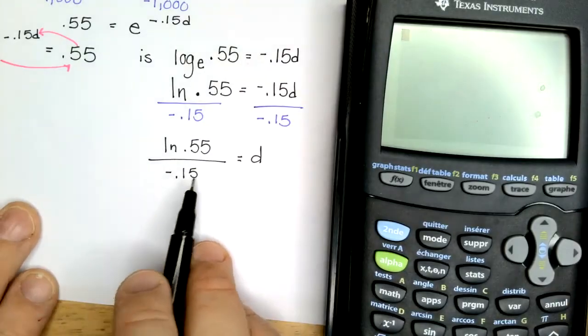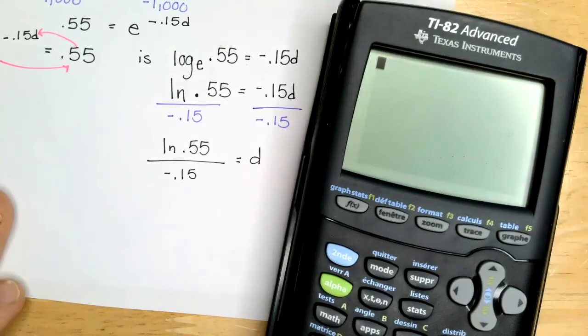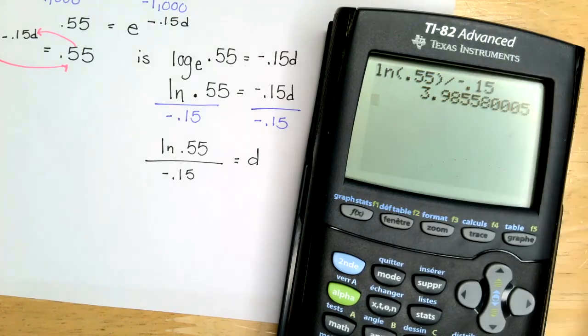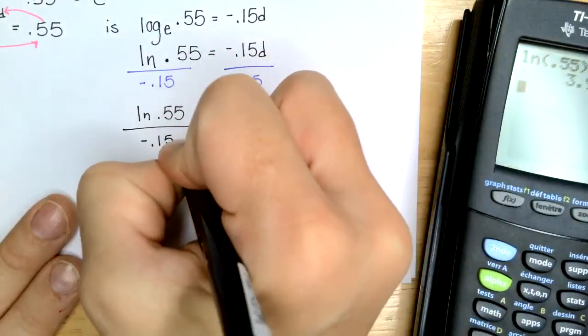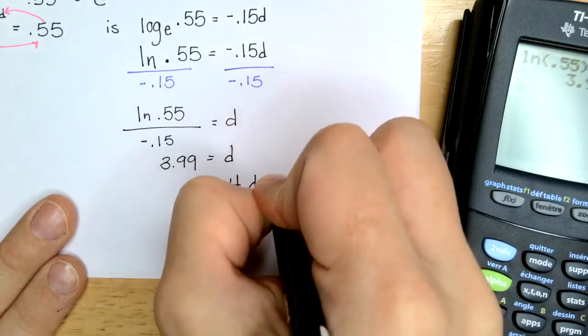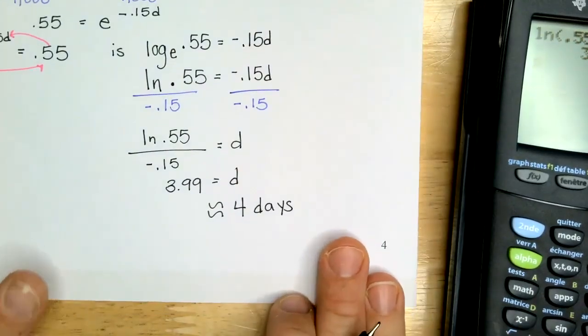because this is a word problem, I wouldn't leave it in its most accurate, precise answer. I would simplify it. So we have the natural log of 0.55 divided by negative 0.15, and my answer is 3.99. And if I rounded that, it'll be 4, right? So it'll be about 4 days. So I'd say about 4 days, or 450 out of 1,000 people here.